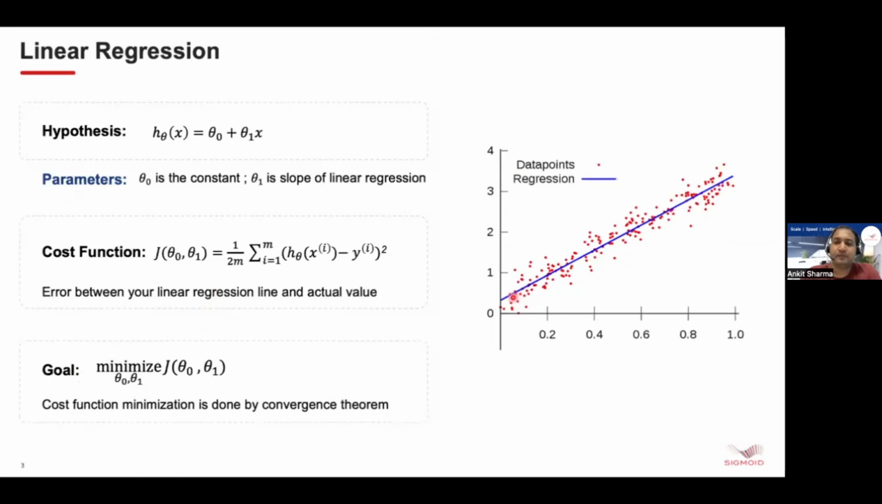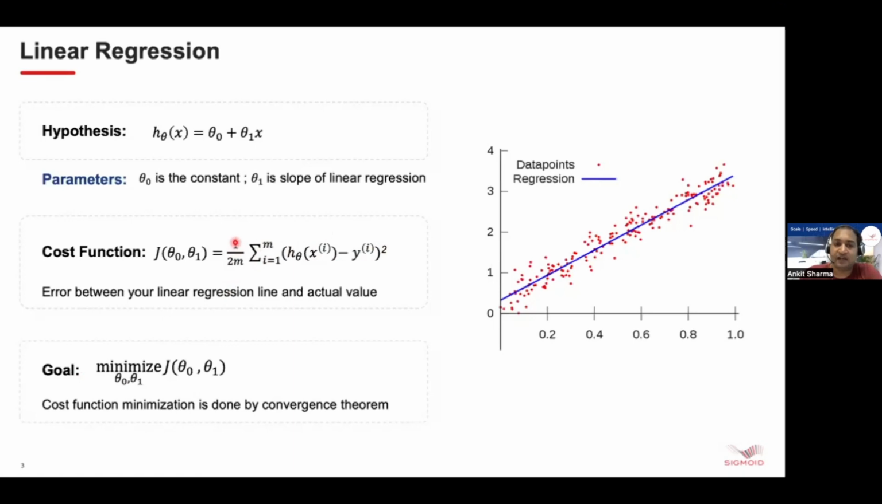Here, this blue line, the linear regression line, is represented by the hypothesis h of theta equals theta naught plus theta 1 x, where theta naught is your intercept on the y-axis, and theta 1 is the slope of this particular blue line, right? And in linear regression, the cost function is given by this equation, where it is nothing but your predicted value, h of x, coming from the blue line, minus your actual value, y of i, coming from this red point, whole squared, right? And the summation of this difference between your predicted and actual value is multiplied by 1 by 2m. M is nothing but the number of records in your data.